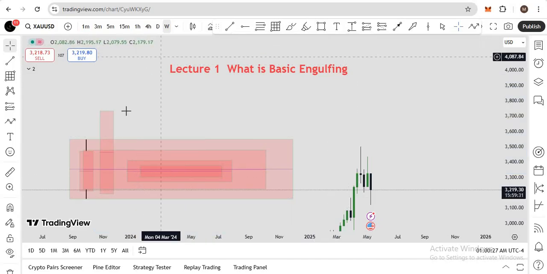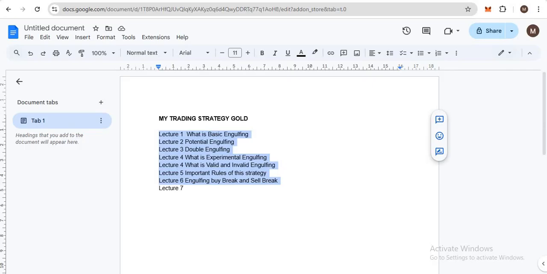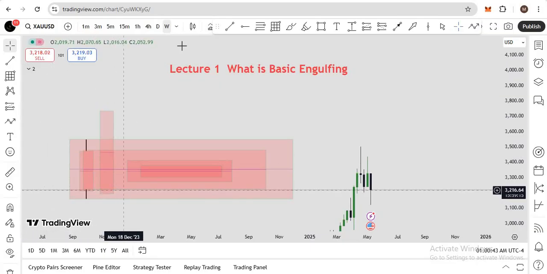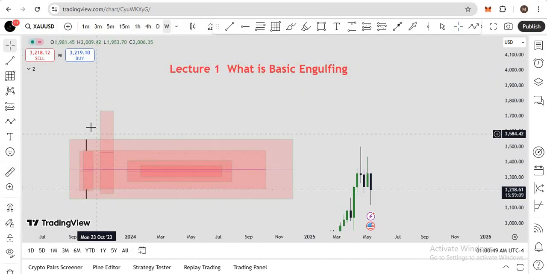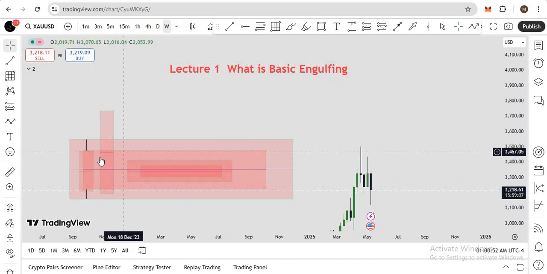So till now you understand that I have this series. Once you watch this and see the result on the chart, you don't need to come to this channel and watch me again. But you have to watch this series till the end. Today you learn what the basic engulfing is. It's like an order block: the first candle, and the second candle should close above it.